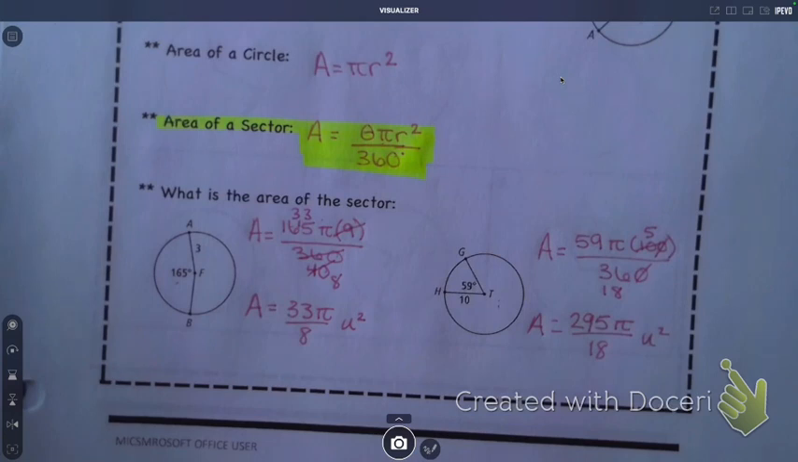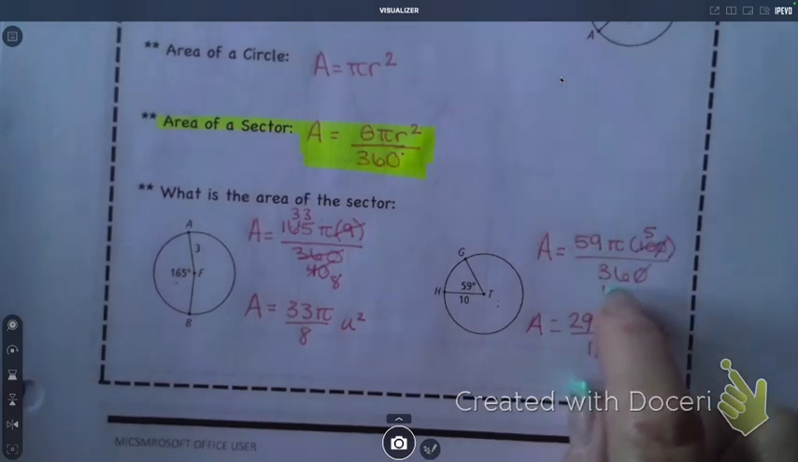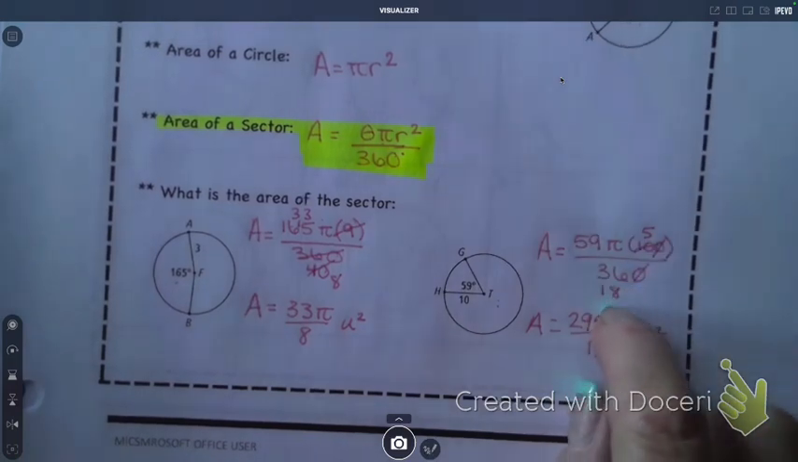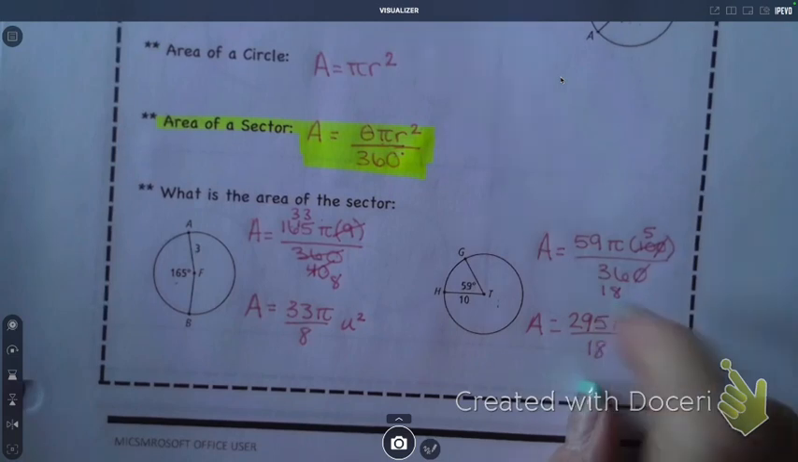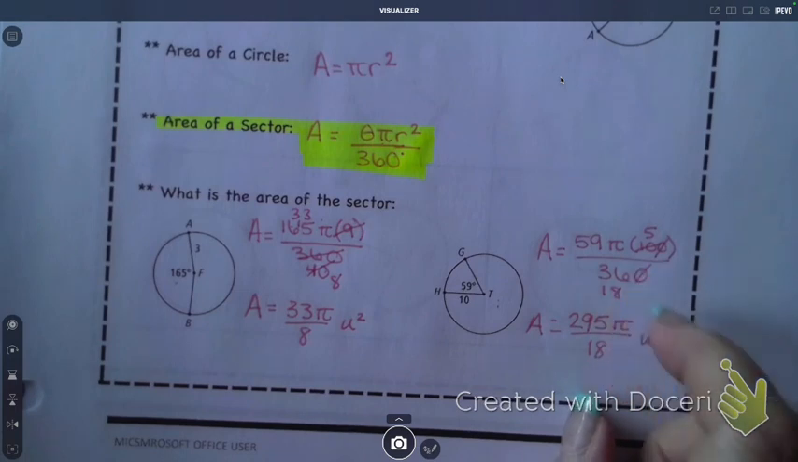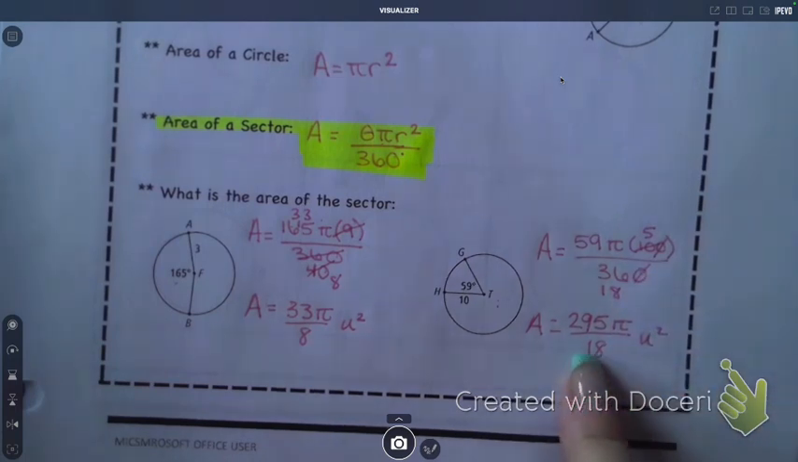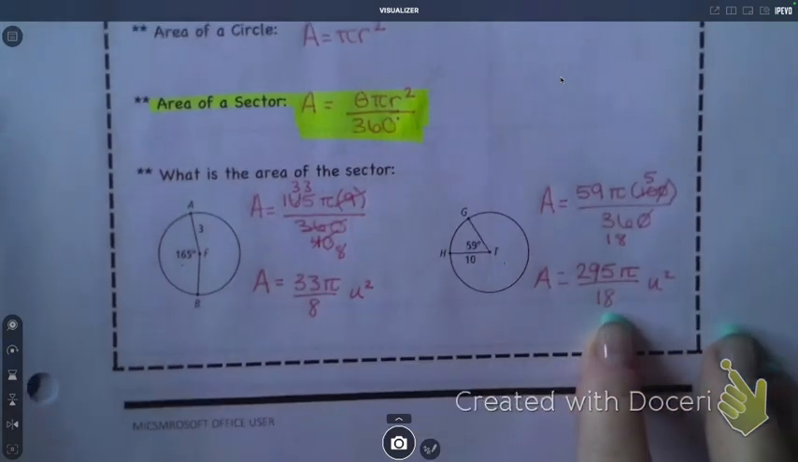Okay, so did you get 295 pi over 18 units squared? Or square units? I got the top one. How'd you get the top and not the bottom? Because if you got this to be 5, then you had to divide this by 2. I got that, but I don't know the bottom. What's the answer? 295 pi over 18 units squared.